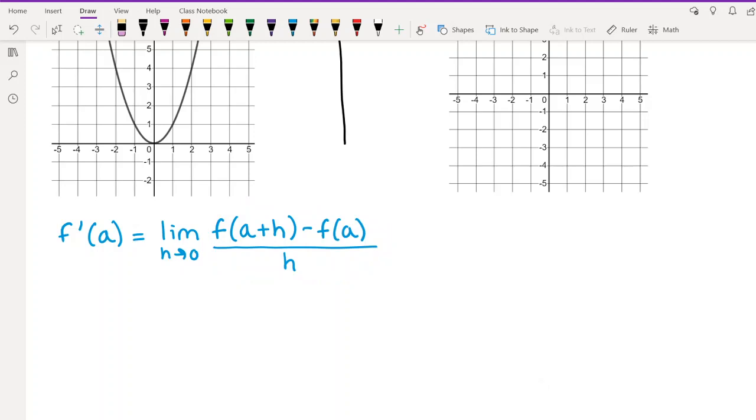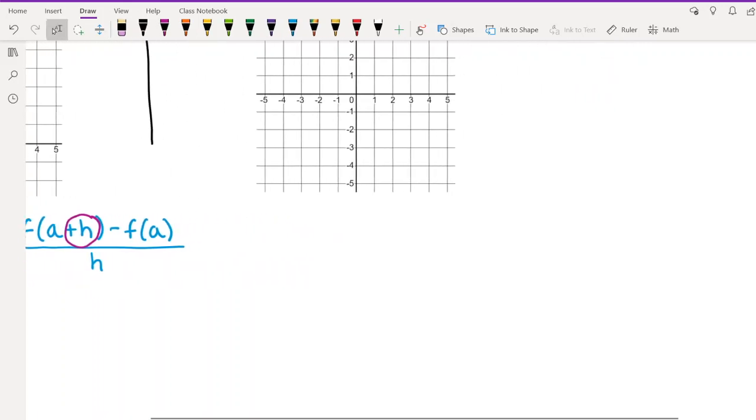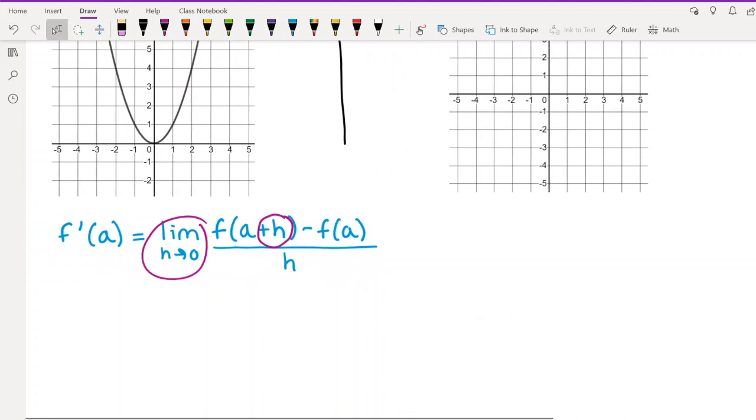And then why are we doing a limit? Well, we're taking the second point closer to the first point. And the way that we can accomplish that, because the second point is supposed to be a plus h, is that if we bring h closer and closer to 0, that will have the effect of bringing the second point closer to the first point. So that's where this definition comes from, just to remind you.